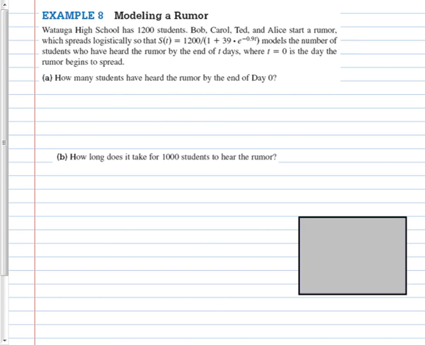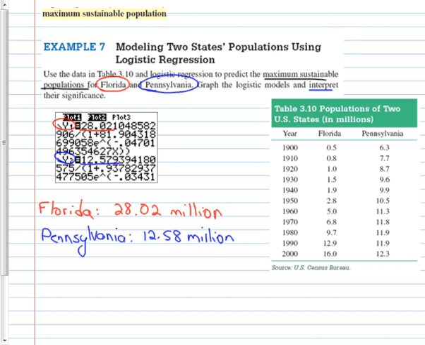Modeling a rumor. Wow. Watauga High School. Wow is exactly right. I think back here, you guys were pretty familiar with this. It's no big deal, we're guessing populations. We can kind of guess where a population is going to go. But guess what? Anything I can collect data on and model mathematically, I can predict what's going to happen.